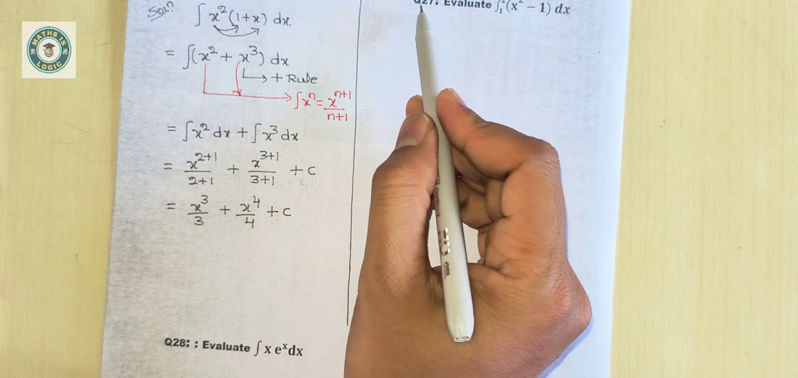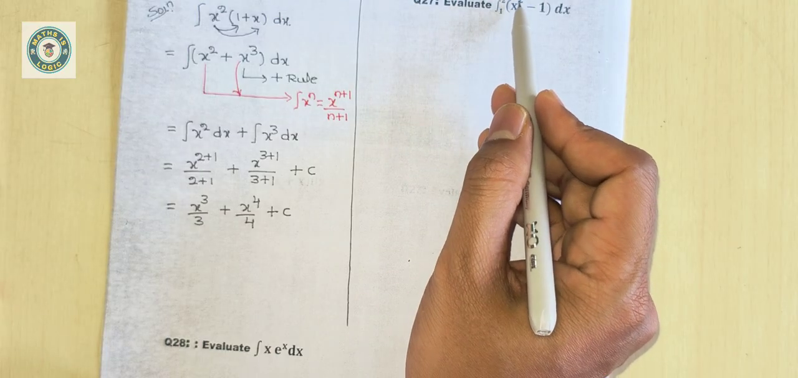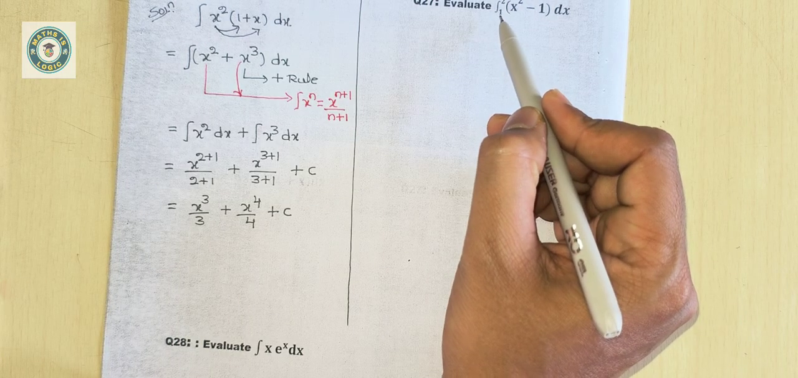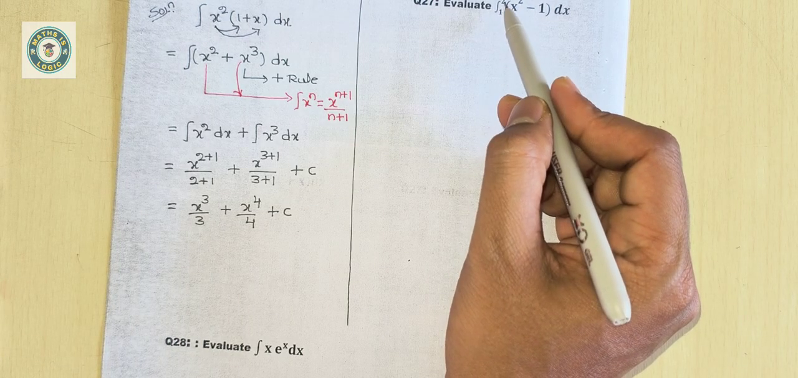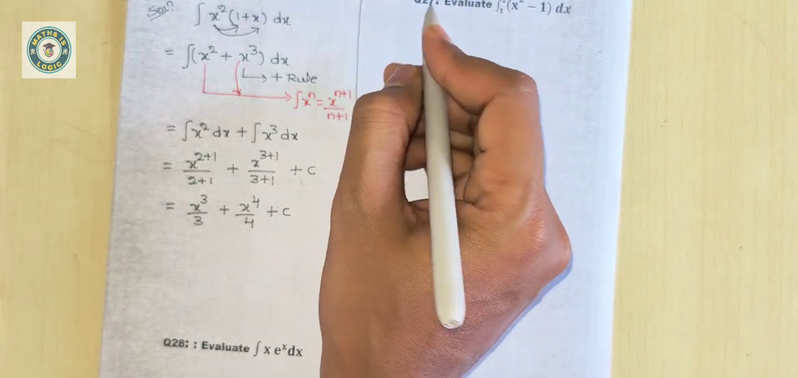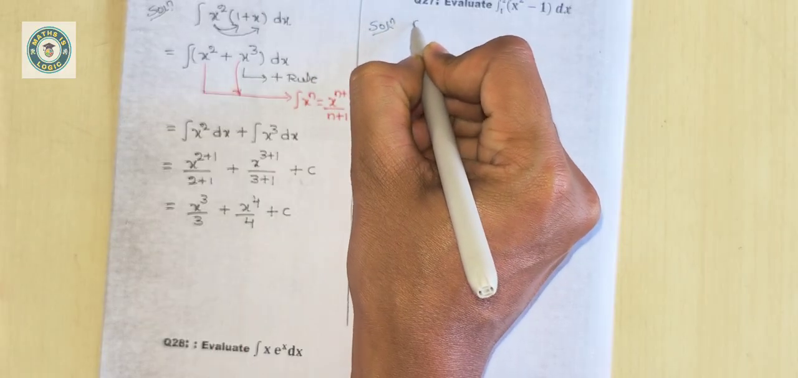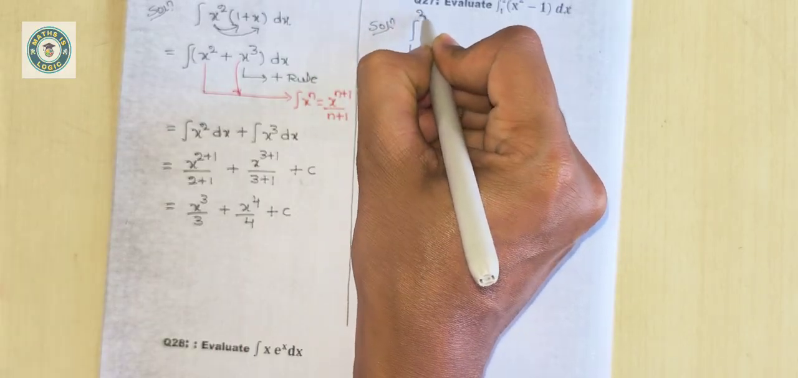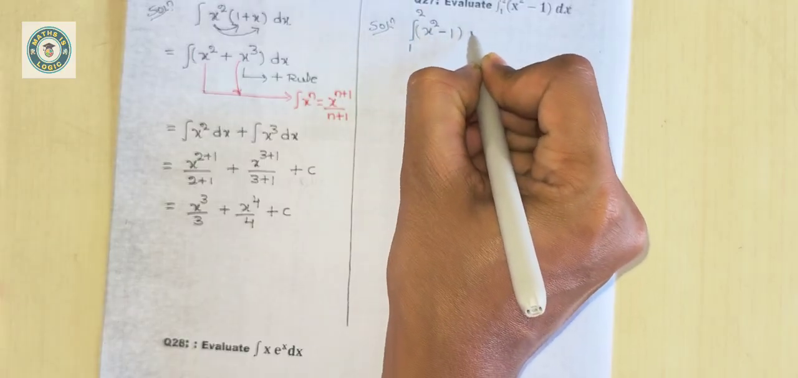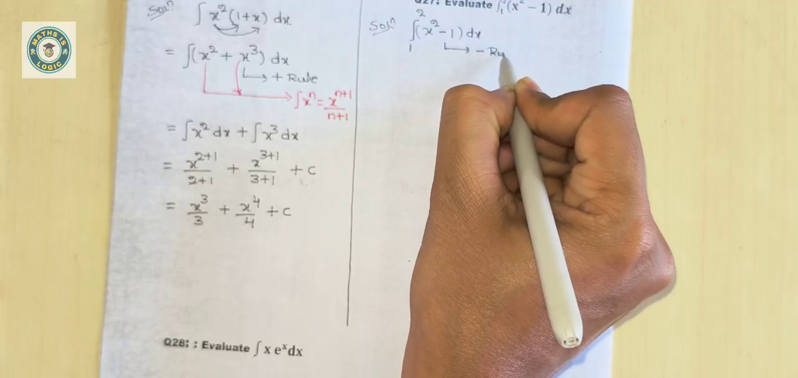Next question, question number 27. Evaluate the integration from 1 to 2 of x square minus 1 with respect to dx. This is a question from definite integration, because here the lower limit as well as the upper limit is given. So first in the solution, write that question, integration from 1 to 2 of x square minus 1 with respect to dx. Here the first step is we are going to apply the minus rule.